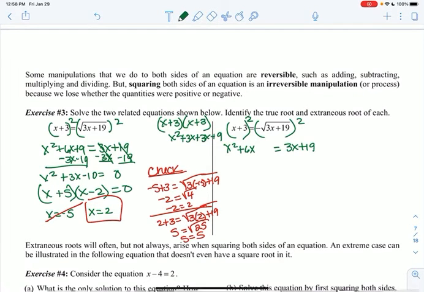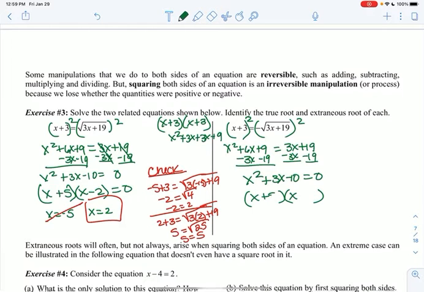So I get x squared plus 6x plus 9. I'm going to subtract my 3x, subtract my 19. This should be really easy because we just did it. So I get x squared plus 3x minus 10 equals 0. Of course, it's going to be the same factors because we just did this. And my answers are negative 5 and positive 2.